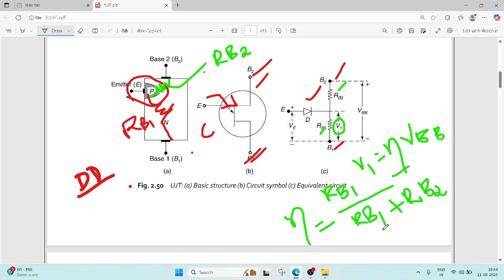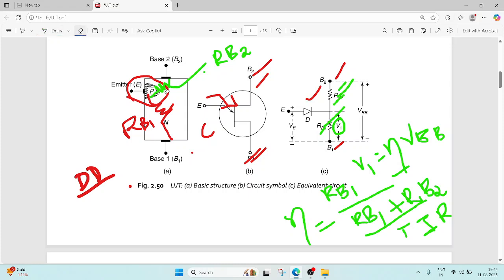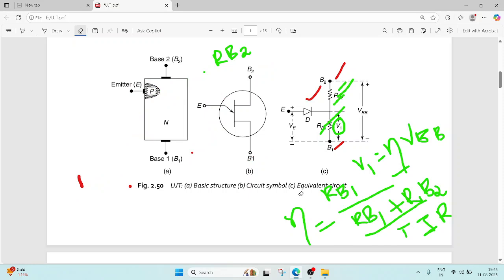Right? This RB1, RB2, now the total is called the total interbase resistance, TIR, total interbase resistance. Why it is called interbase? The RB2 lies between base 2 and the emitter. Then here the RB1 exists between the emitter and the base 1. That's why it is called interbase resistance. Okay, right. Any doubt in this? Right.